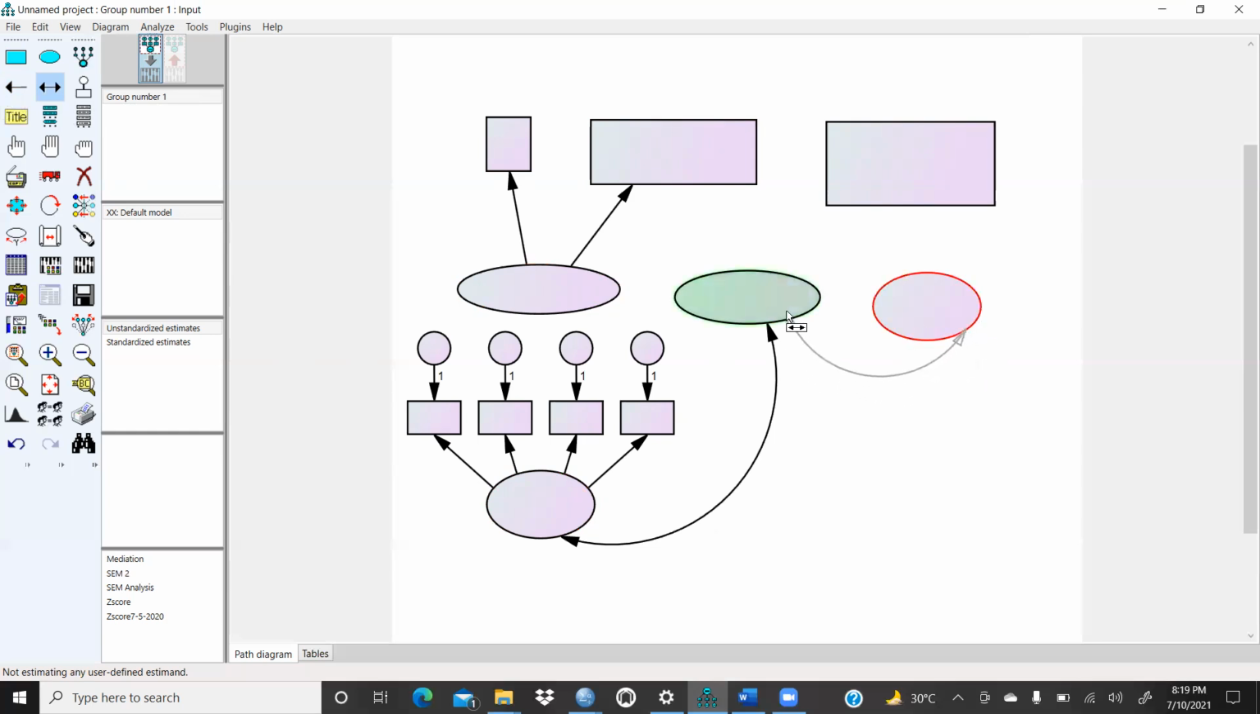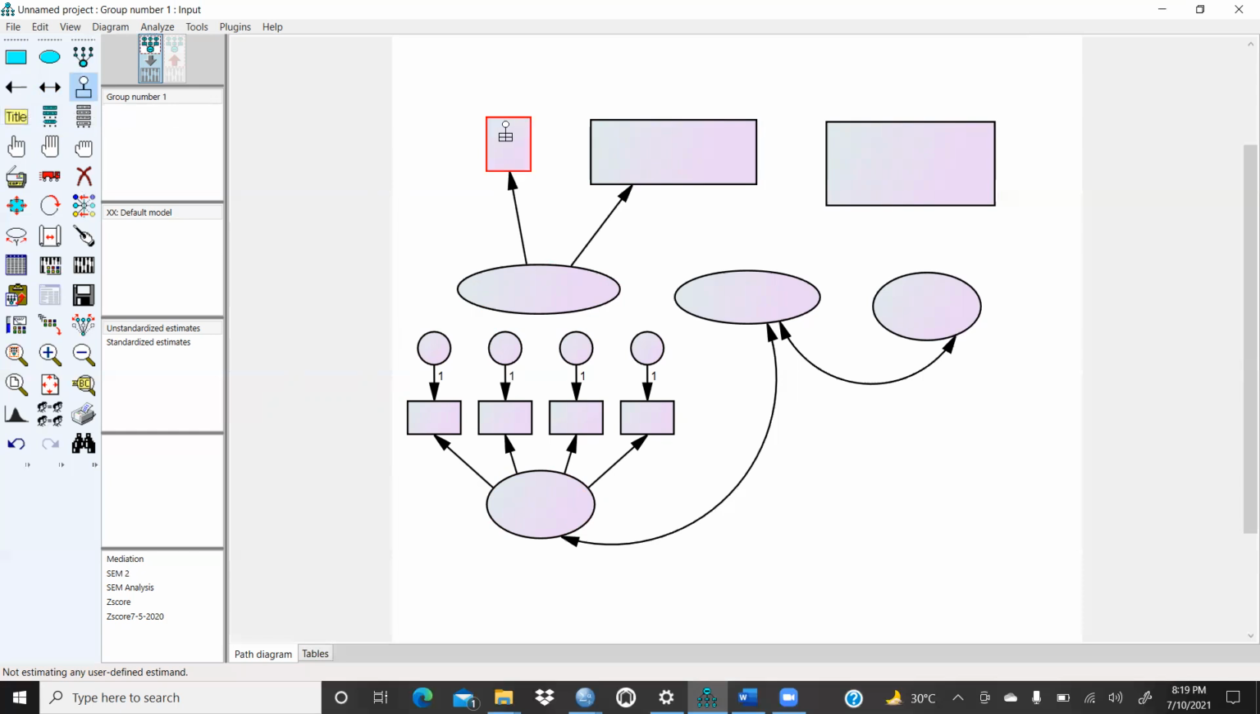When we are connecting, please do not leave here. If I leave here, it will disappear. Until it becomes green, you have to keep holding it, then leave it. This is the arrow. And you can see here, these are the error terms, right?